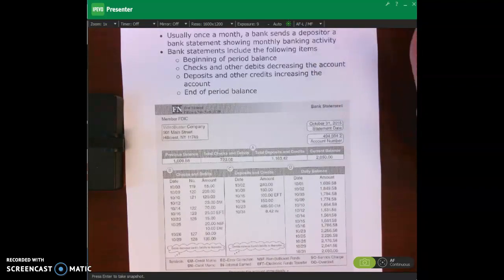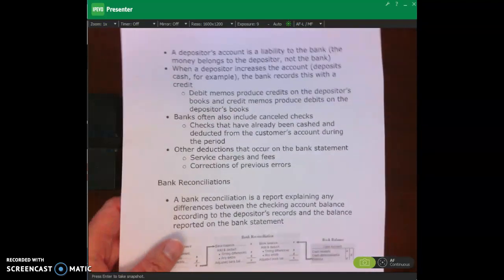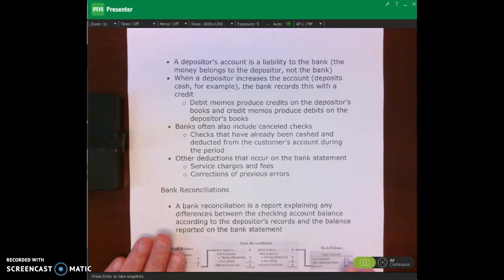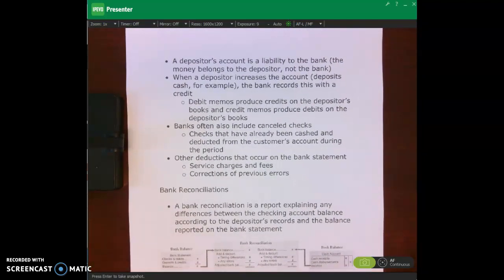And here's why it's the reverse. It's because the bank statement is from the bank's perspective, not your perspective, you being the company, or even your personal bank account. And from the bank's perspective, the depositor's account is a liability to the bank. So when you deposit money in your bank account, from the bank's perspective, that deposit is a liability. As you deposit more money, their liability to you goes up.